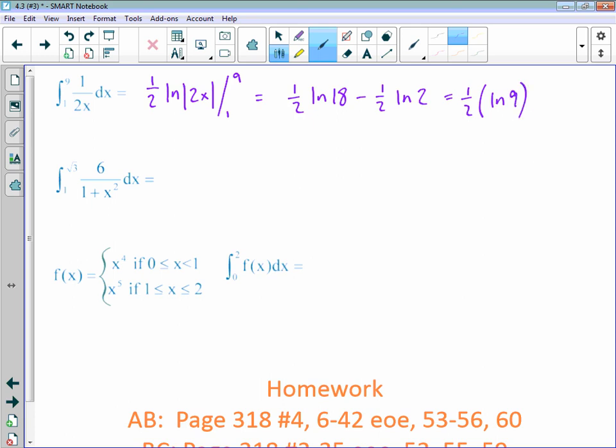And then what can I do with that half that's out front? Take it to, yeah, you make it an exponent. So 9 to the half power is, so natural log of 3, right? Because it's natural log of 9 to the half, or square root of 9, which is 3.